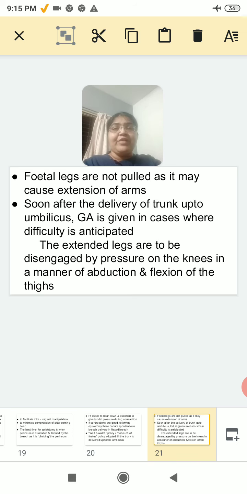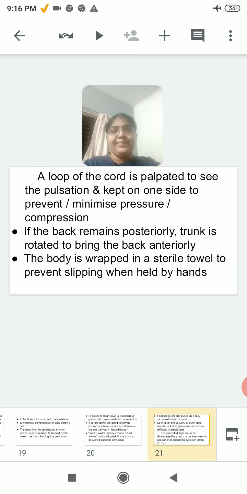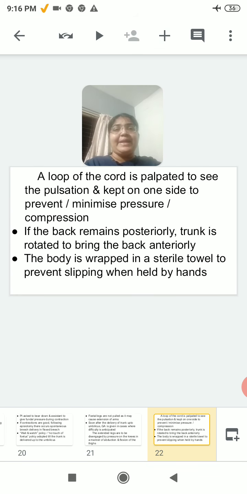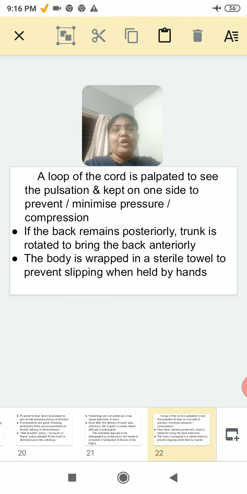Soon after delivery of the trunk up to the umbilicus, GA is given in cases where difficulty is anticipated. So in cases where you find that difficulty is likely to occur, you have to use general anesthesia. Extended legs are to be disengaged by pressure of the knees in a manner of abduction and flexion of the thighs. A loop of the cord is palpated to see the pulsation and kept on one side to prevent or minimize the pressure or compression. So the cord is kept on one side.